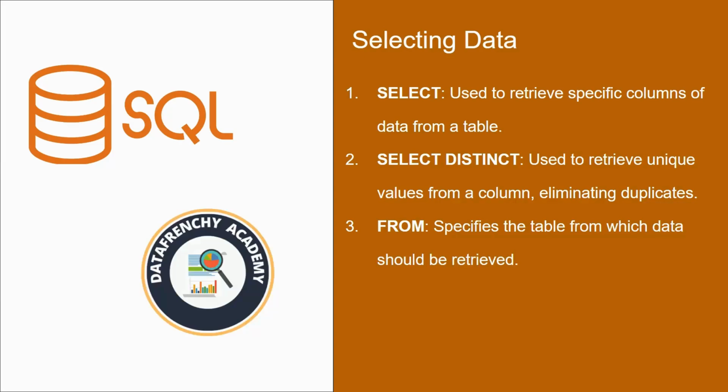In this video, we'll be learning how to select data using SQL. And the first one up is the select function, which is used to retrieve specific columns of data from a table. Next up is select distinct, which is used to retrieve unique values from a column, eliminating duplicates. And last up is from, which specifies the table from which data should be retrieved. Okay, without further ado, let's get right into the video.